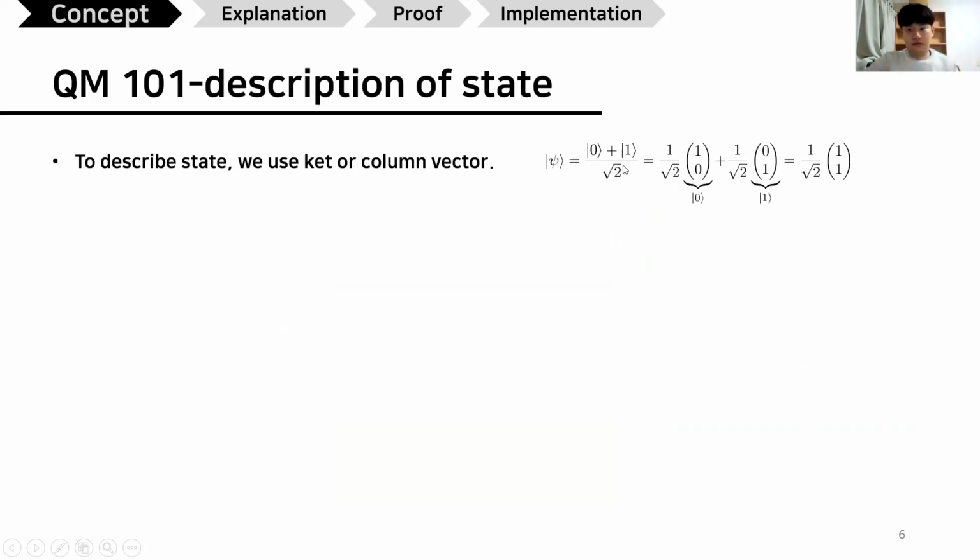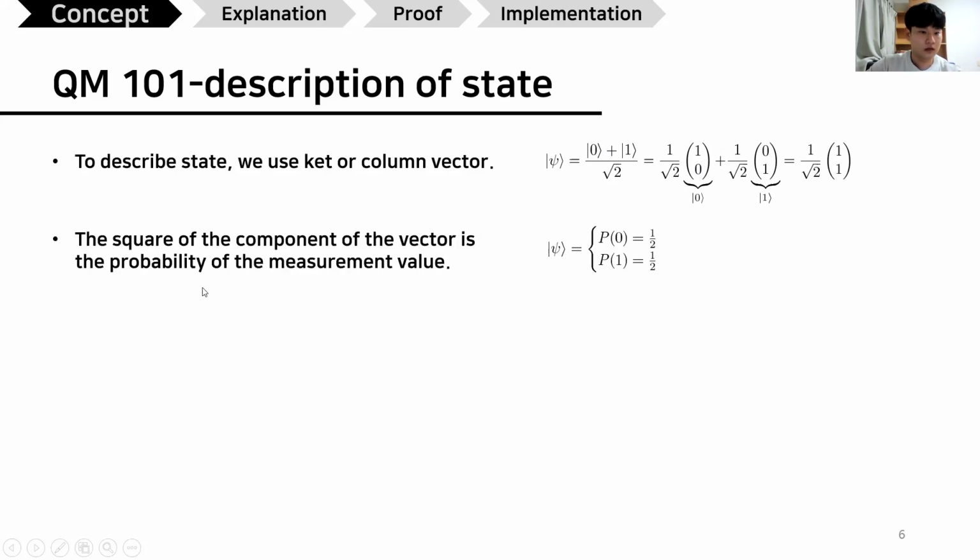As I mentioned, in quantum mechanics we have to use the state to describe the system. To describe a state, we use a ket or column vector like this. (|0> + |1>)/√2: |0> is the column vector (1, 0), and |1> is the column vector (0, 1). And the square of the component of the vector is the probability of the measurement value. So in this case, the probability for the 0 value and the 1 value is 1/2.